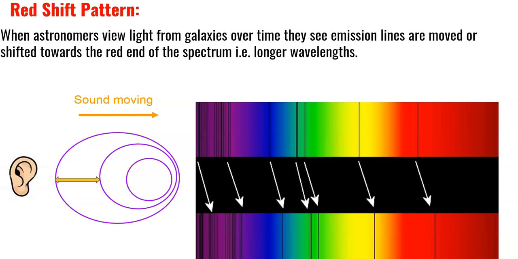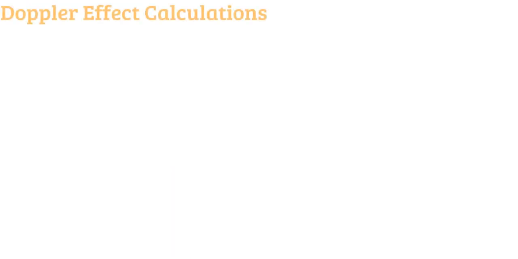And the opposite would be the case for things which are moving towards us. Astronomers theorize that things which are moving towards us would be shifted towards higher frequency, and therefore the blue or purple end, and that's called a blue shift pattern. So the Doppler effect can be used to explain many things.